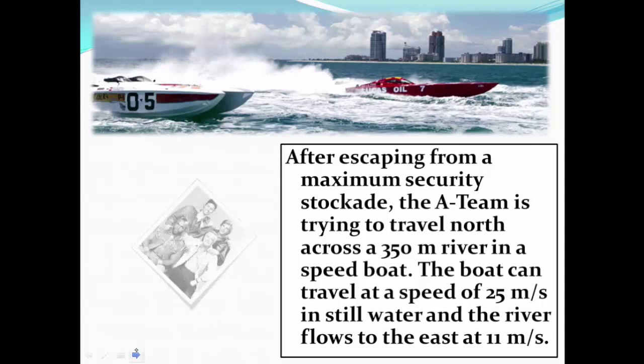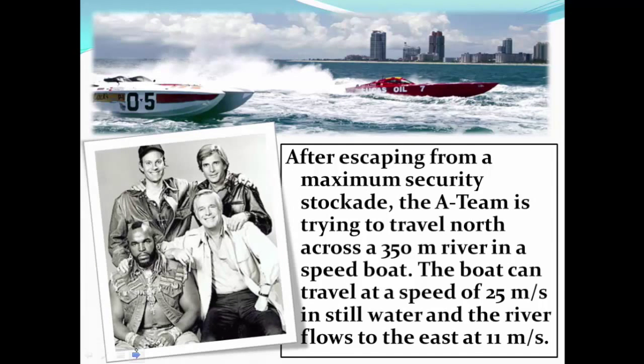So let's deal with pretty much a classic case here. After escaping from a maximum security prison stockade, the A-team, oh I pity the fool, is trying to travel north across a 350-meter river in a speedboat. The boat can travel at a speed of 25 meters per second in still water, and the river flows to the east at 11 meters per second.